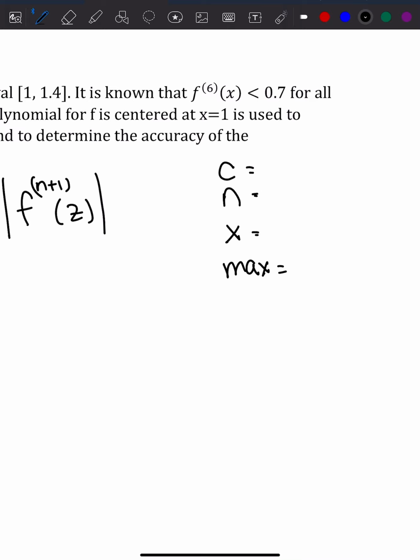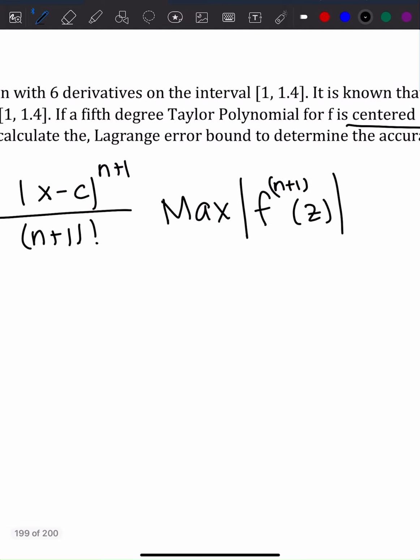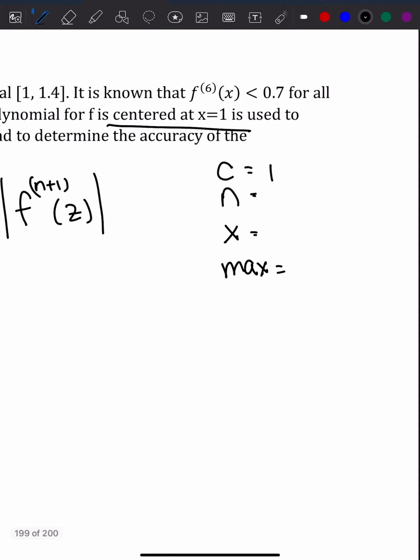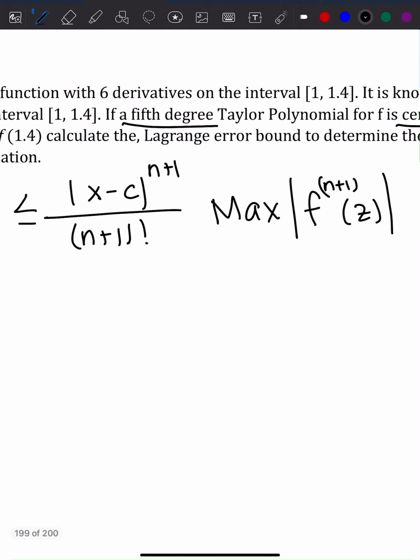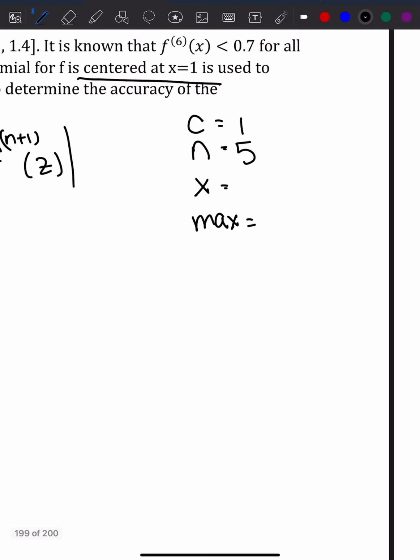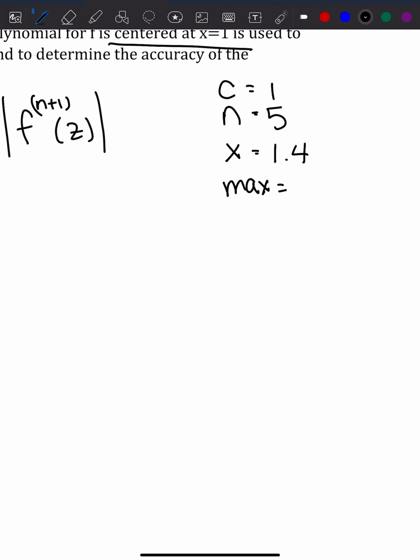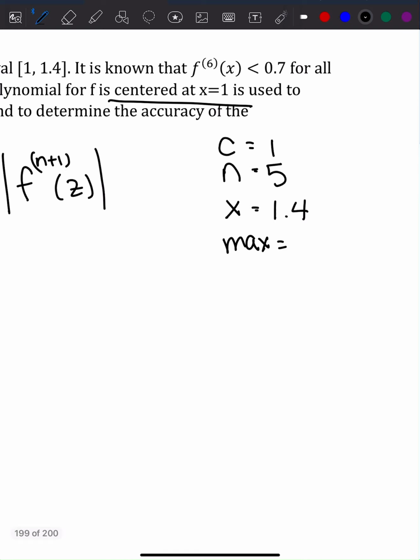So the first thing I can see is centered at x equals 1, so I know our center is 1. We have a fifth degree Taylor polynomial, so n is 5. We want to approximate 1.4, so 1.4 is our x value. The other thing is f to the n plus 1, so we are looking at f to the 5 plus 1, which is 6, of z. So we want the max of this.